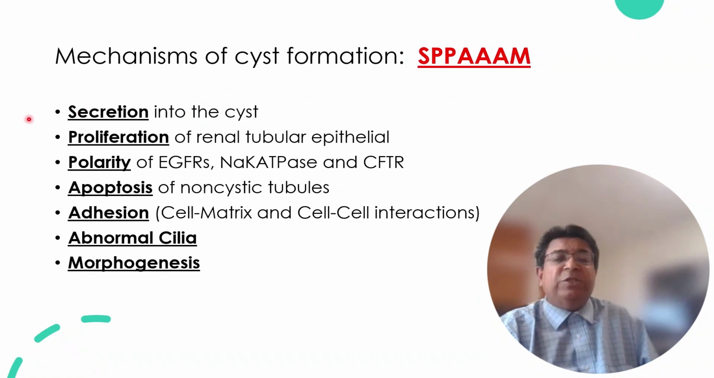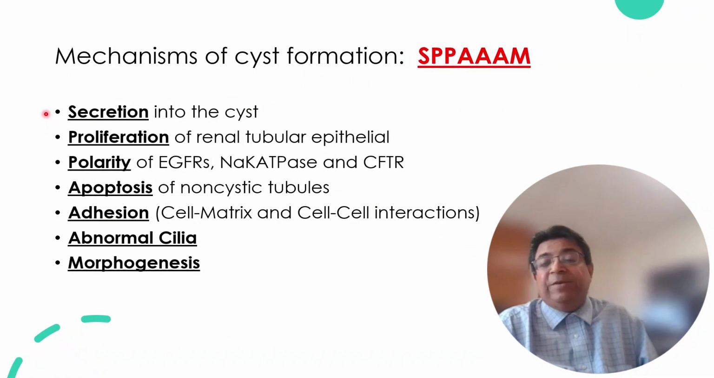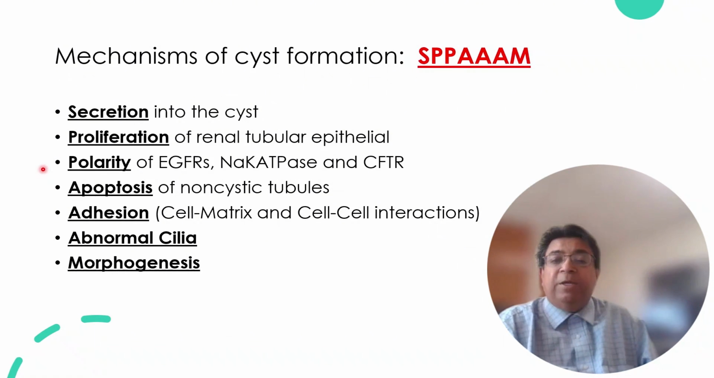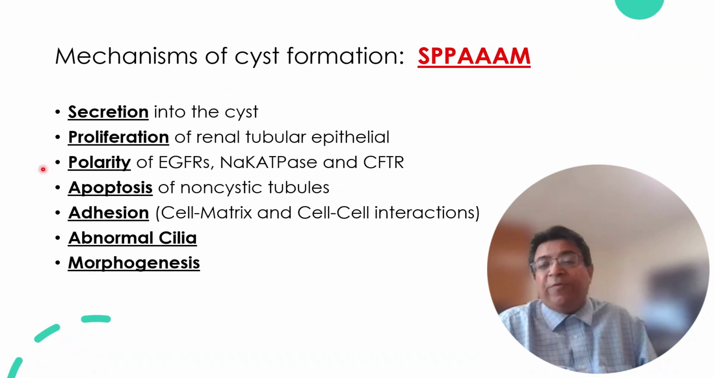So secretion is important because you have to secrete fluid into the cyst. As you know, cysts are fluid-filled structures. There has to be proliferation of the renal tubular epithelial cells. There has to be mispolarization. The normal kidney tubules are polarized with respect to growth factors, sodium potassium ATPases, and the cystic fibrosis transmembrane regulator. And we'll talk about how mispolarization can contribute to cyst formation.